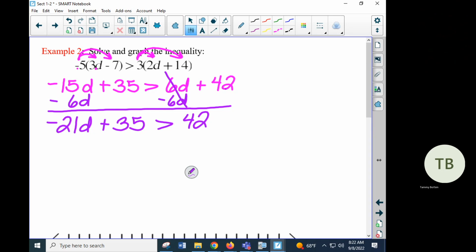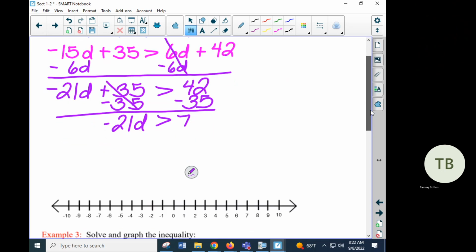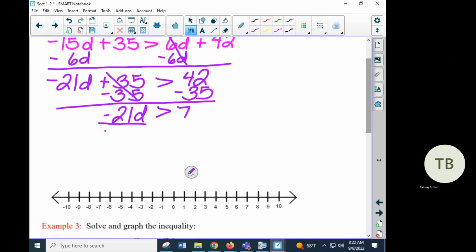So I want to get rid of this next. So I'm going to subtract 35. And then I have negative 21D is greater than 7. Then I'm going to divide by a negative 21. Okay. What do I have to remember when I divide by a negative? Switch my sign. So this is going to become less than.